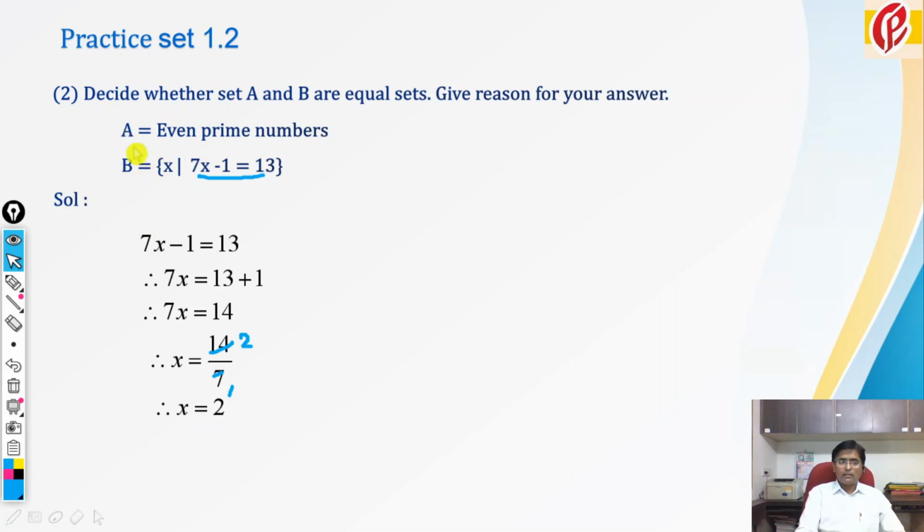Now first we will write the element of set A. What is set A? Set A is even prime number, and the only even prime number is 2. So A is equal to {2}. And B is equal to what? B is also {2}. So both contain the same element 2. So A and B are equal sets. So from 1 and 2 we get A is equal to B.